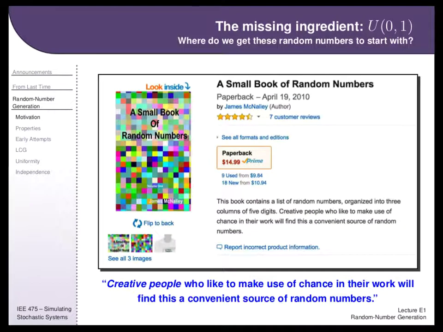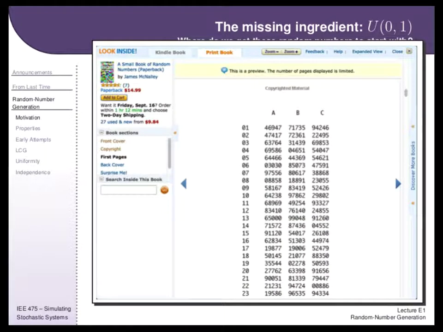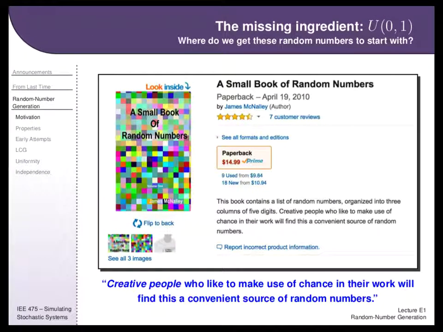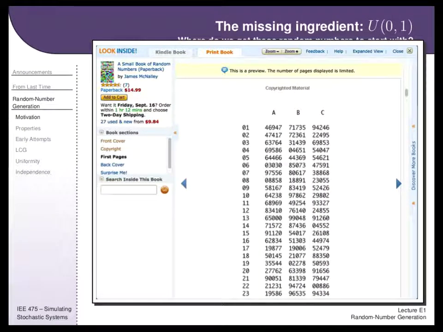But where do we find them now? Well, if you go to Amazon, you can search for random numbers and buy a small book of random numbers. If you zoom in here, it says creative people who like to make use of chance in their work will find this a convenient source of random numbers. So there's a page of this book. It seems a little funny, but it gets good reviews.